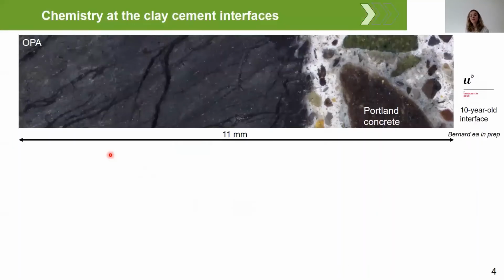So this is a real example, but a quite complex system. It's a 10-year-old interface between, on the left, the Opalinus clay. This is a claystone containing 50 to 60% of clays, and Portland cement. And this was in contact during 10 years. This study was made in the context of the safety of repositories for nuclear waste.